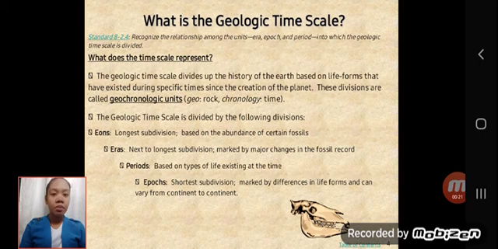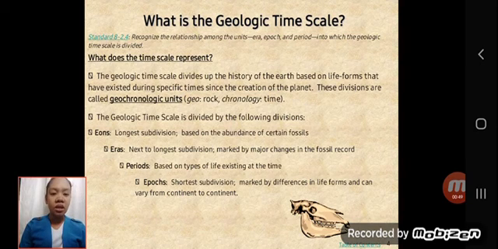The geologic time scale divides up the history of the Earth based on life forms that have existed during a specific time since the creation of the planet. These divisions are called geochronologic units. Geo means rock and chronology means time. So the geologic time scale is divided by the following divisions: the aeons, eras, periods, and epochs.